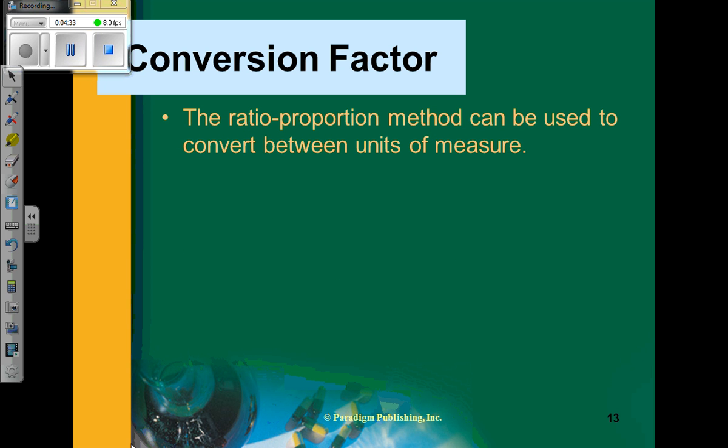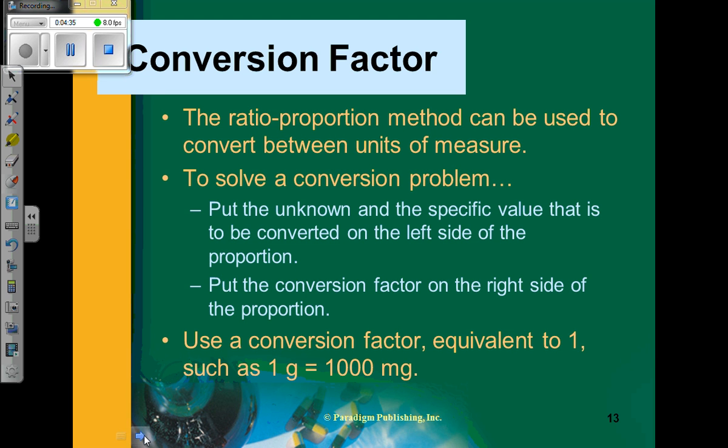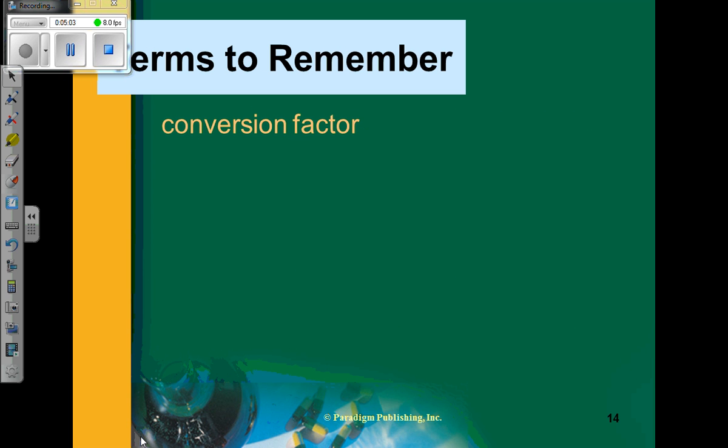The ratio proportion method can be used to convert between units of measure. You can use the ratio proportion to solve a conversion problem. You put the unknown and the specific value to be converted on the left side of the proportion and the conversion factor on the right side. You use a conversion factor equal to 1, such as 1 gram equals 1,000 milligrams. I'll give you some examples of this in just a few minutes. A conversion factor equal to 1 can be used when converting units of measure using the ratio proportion method.